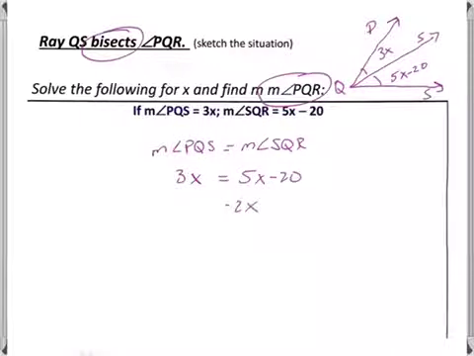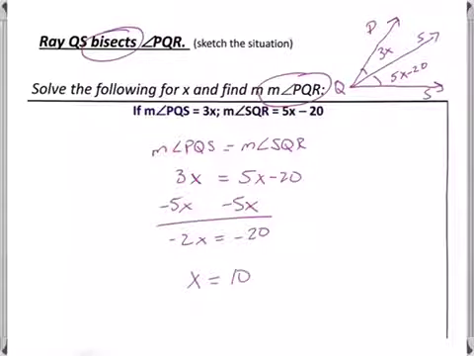I'm going to subtract 5x from both sides. I get negative 2x equals negative 20. I'll divide by negative 2, and I should get x to be 10. To find the measure of PQR, I just need to plug the 10 back into both of the angles I already know.